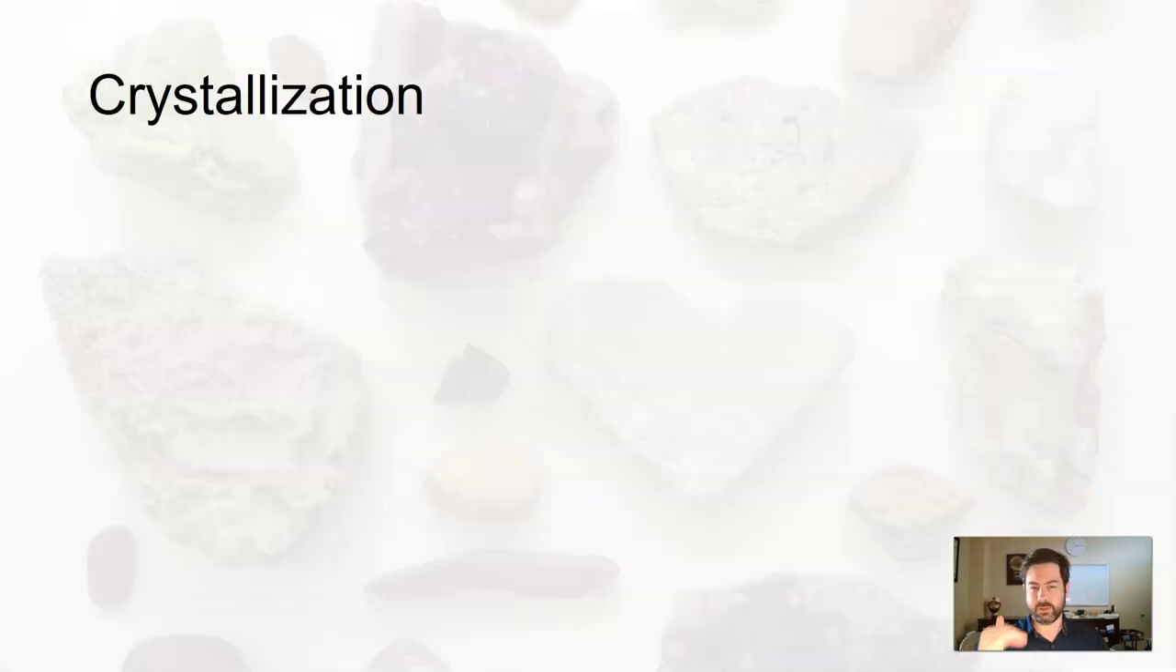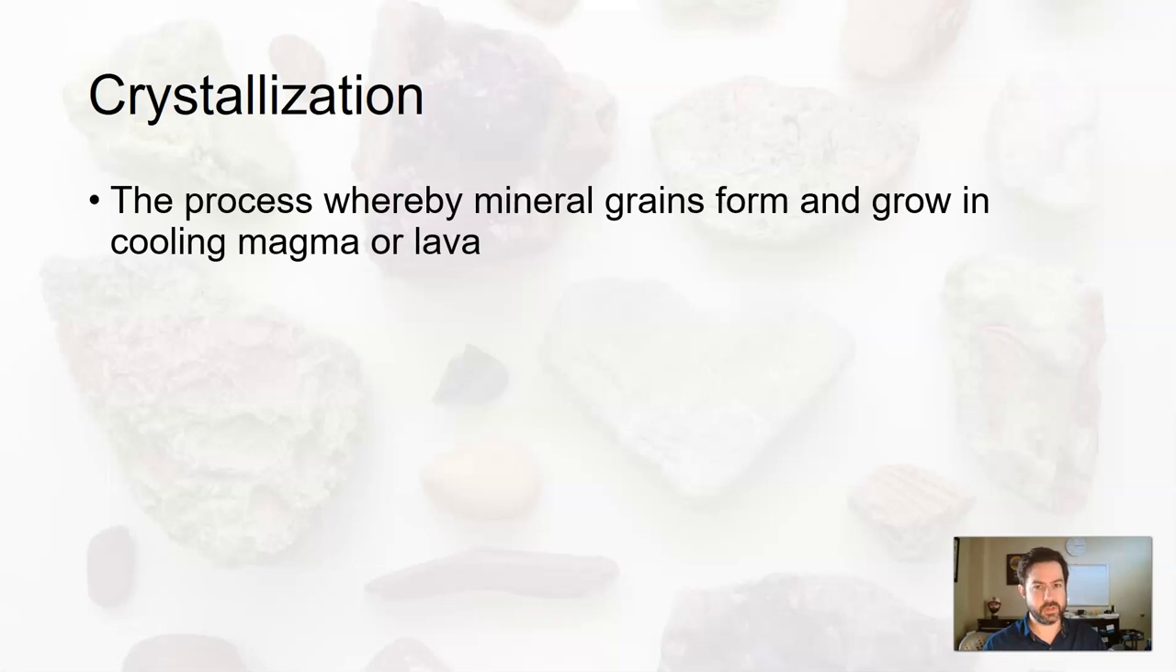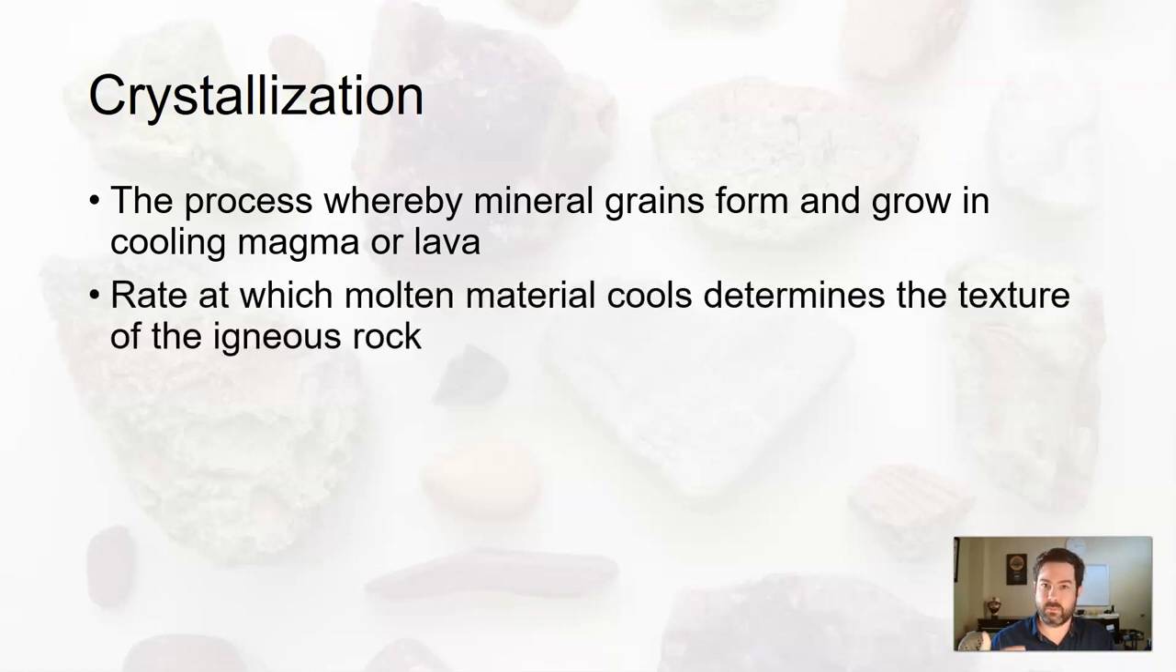So igneous rocks undergo a process called crystallization, where the molten rock made up of molten mineral grains begins to form and grow in the cooling of magma and lava. And the rate at which the molten material cools determines the texture of the igneous rock. So lava on the surface cools very fast, right? The surface of the earth is much cooler than inside the earth. So when lava cools on the surface, it does so relatively fast.